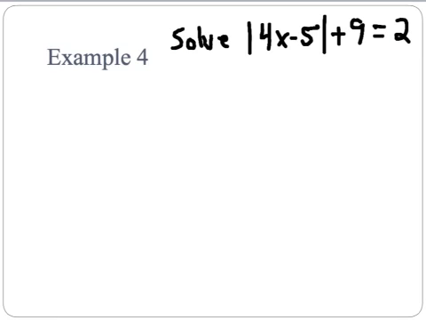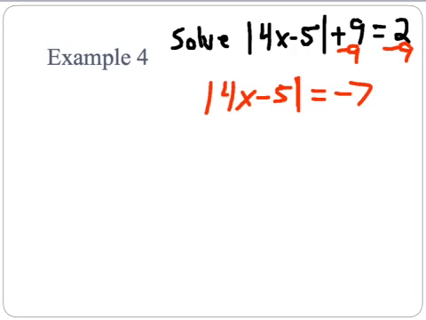Alright, next example, example 4. The first thing we always do, if you think back to radical equations, was isolate the radical. Well, the same idea goes for absolute values. What we want to do first is always isolate this, so get this absolute value part by itself. So the first thing we have to do is get rid of this positive 9, so we move it over to the other side. We're still left with the 4x minus 5 on this side, and on the other side, because we subtracted 9 from each side, we're left with negative 7.